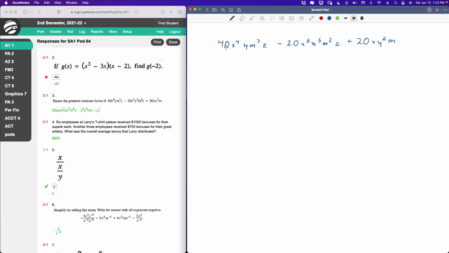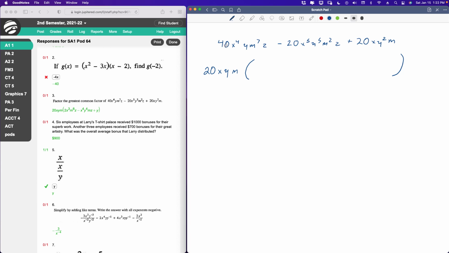So right now, looking at the whole numbers, there's a 40, a 20, and a 20. So we know we could take 20 out of everything. Now, everything has an x, right? So we know we could take out an x. Everything has a y, so a y is going to come out. Everything has an m, so an m is going to come out. But only 2 of these have a z, so we can't take the z out because there's not a z over here. So now let's look at what we actually have left.